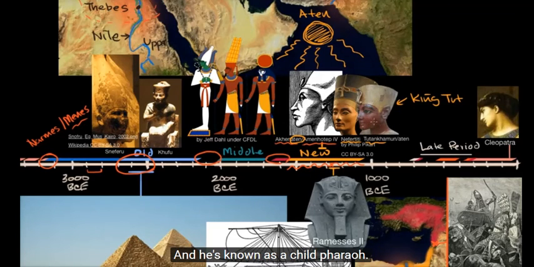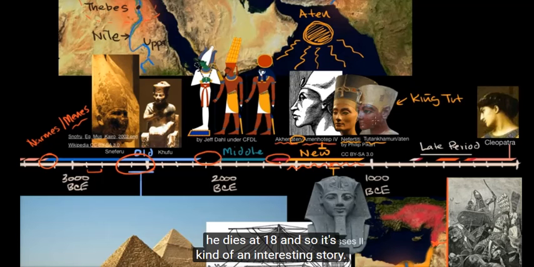And so he's become a popular part of the imagination. And he's known as a child pharaoh. He comes to power when he's very young. He dies at 18. And so it's kind of an interesting story.